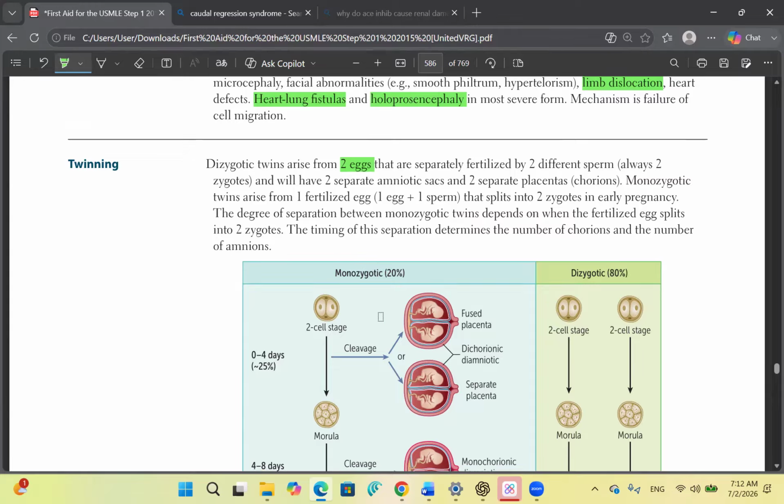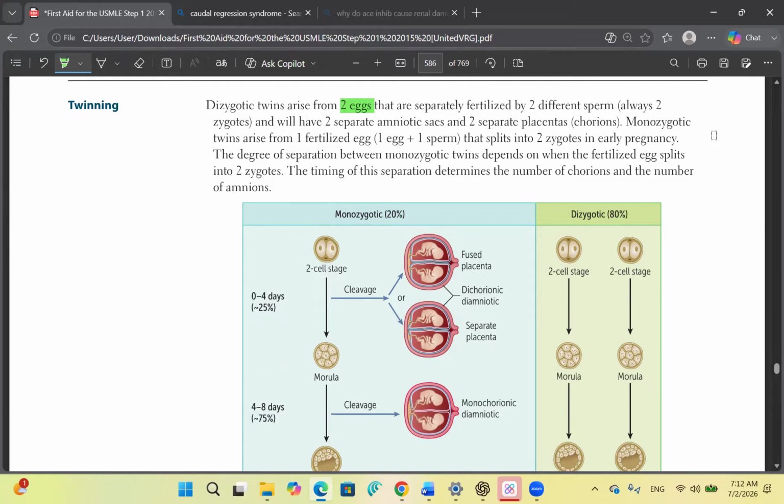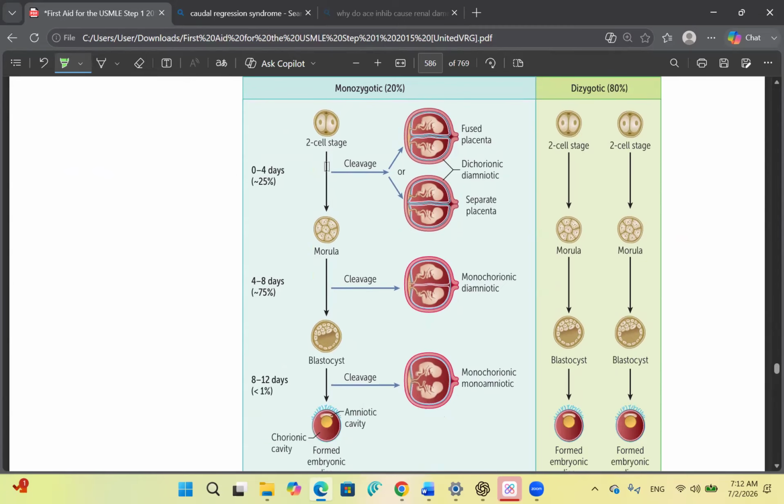And monozygotic twins arise from one fertilized egg that splits into two zygotes in early pregnancy, and the degree of separation between monozygotic twins depends on when the fertilized egg splits. So the timing of the separation determines the number of chorions and the number of amnions. So there's a two-cell stage, and that happens in 20% of the cases. At the two-cell stage, there can be cleavage, but the placenta will be fused, or it can be separate as well. And it is dichorionic and diamniotic, which means that they share a chorion and an amnion.